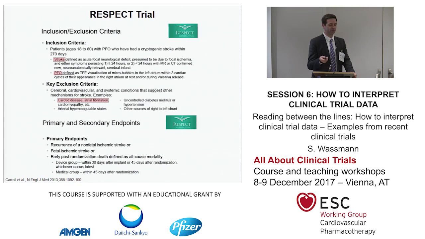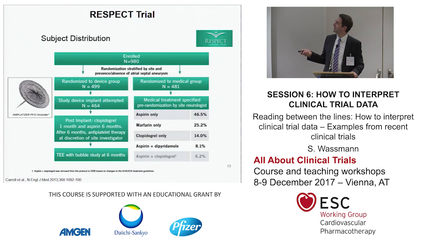So of course, this needed to be tested, and neurologists are always more cautious than interventional cardiologists. So the RESPECT trial did exactly that. Those were patients with a cryptogenic stroke with evidence of a patent foramen ovale, and they were randomized to receive either an occluder system called the AMPLATZER PFO occluder, or medical therapy.